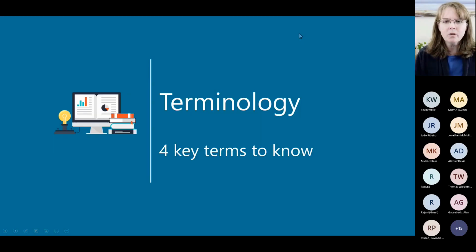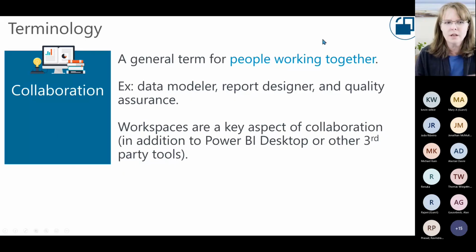So let me start first with just a bit of terminology so that you know what I mean as I go through some of these concepts. When I say collaboration, it's really just a general term for people who are working together. So for instance, your data modeler, your report designer, the people that are doing QA and testing, because I know we all do that really thoroughly and really well. A lot of times collaboration happens in desktop. We might be passing that PBIX file back and forth, but collaboration really also happens a lot in workspaces. And we'll talk more about that here in a minute.